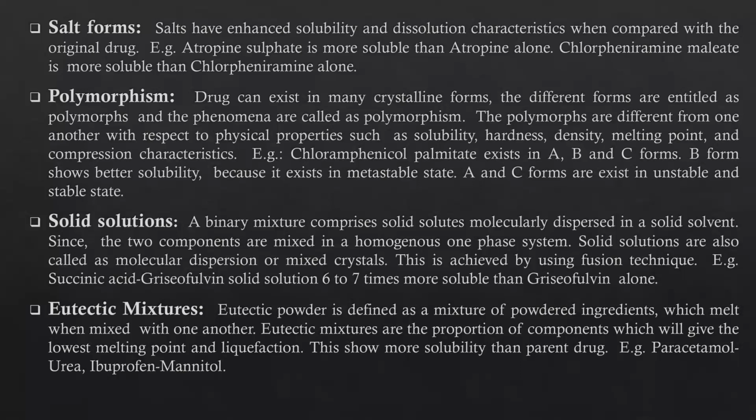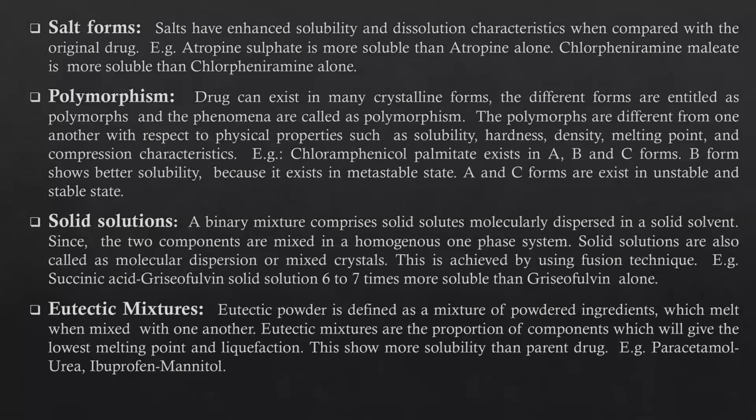This solid solution is known as a molecular dispersion or a mixed crystal. This is achieved by the fusion technique. For example, succinic acid and griseofulvin solid solution is 6 to 7 times more soluble than griseofulvin. So there is a formation of a binary mixture of succinic acid and griseofulvin, which forms a solid solution that is 6 to 7 times more soluble than the original drug griseofulvin. So this is the solid solution method.